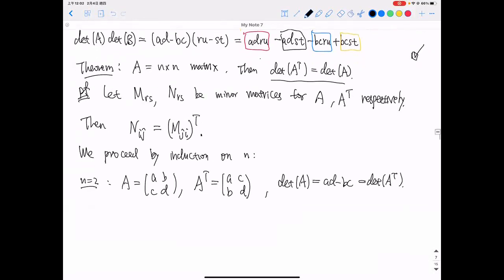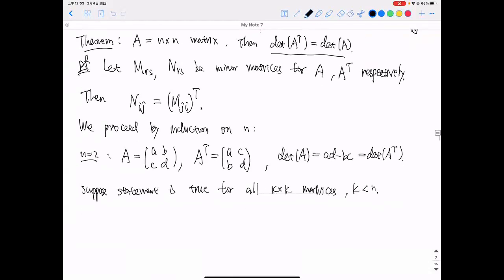Okay. So now suppose the statement is true for k by k matrices, k less than n.